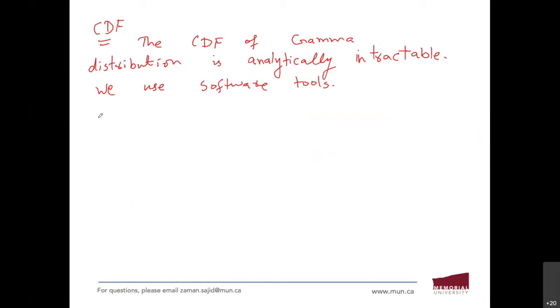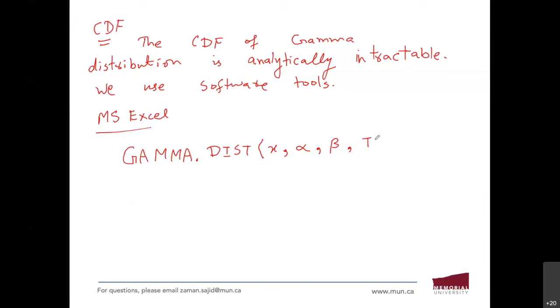If you are using Microsoft Excel, this is the formula that you can use. GAMMA.DIST of x, comma alpha, comma beta, and it will be true or false. The true is used when you want to have the CDF and the false is used when you want to have the PDF.